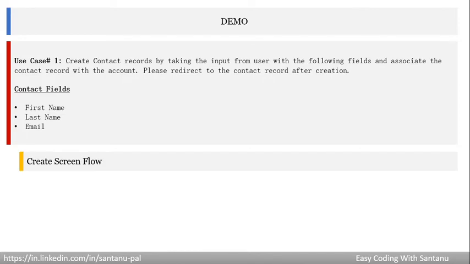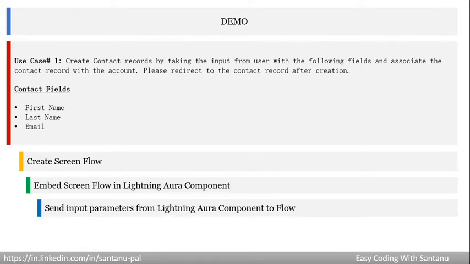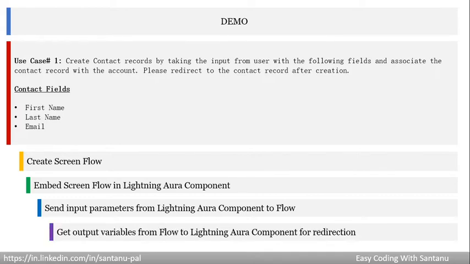First, we need to create the screen flow. Second, we need to invoke the screen flow in Lightning Aura component. Third, we have to send input parameters from Lightning Aura component to flow. So what are the input parameters? Only the record ID, the record ID of the account record from where we want to create the contact record. So from the Aura component, we will send the record ID to flow. At last, we need to get output variables from flow to Lightning Aura component for redirection. So after contact record creation, flow will send the contact record ID to Aura component to redirect to the record.